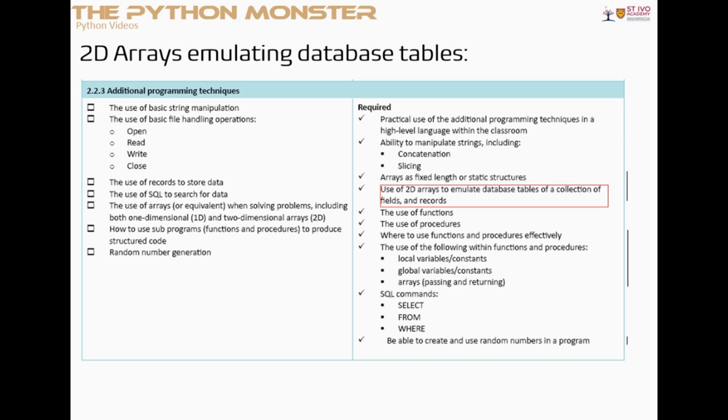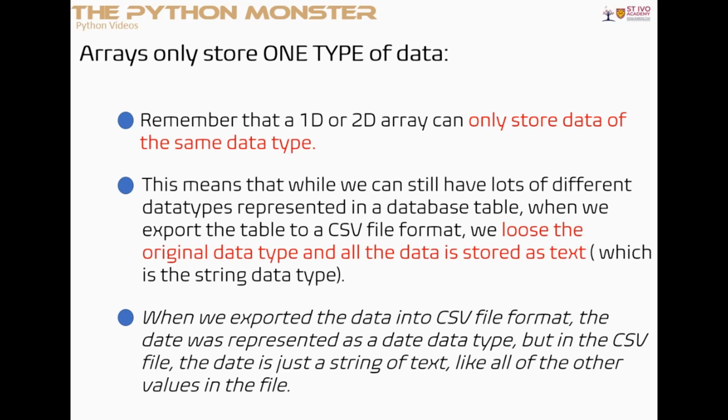Okay, having said that, I just wanted to go back around the loop with you on some of the rules that we have when we are specifically talking about arrays, because it says here two-dimensional arrays, guys. It doesn't say Python lists. So one of the things you may remember from previous theory, guys, and covering this in class and in other videos, is that both one-dimensional and two-dimensional arrays can only store data of the same data type.